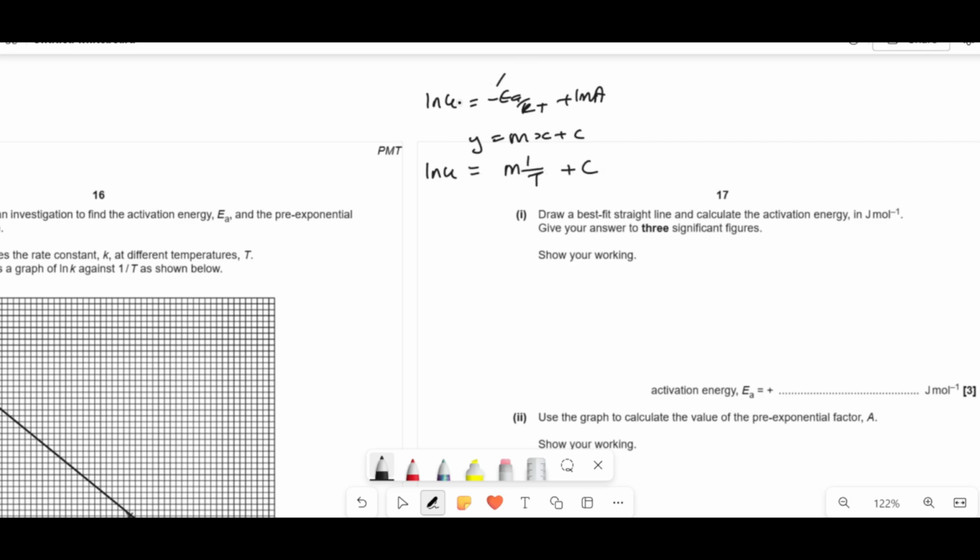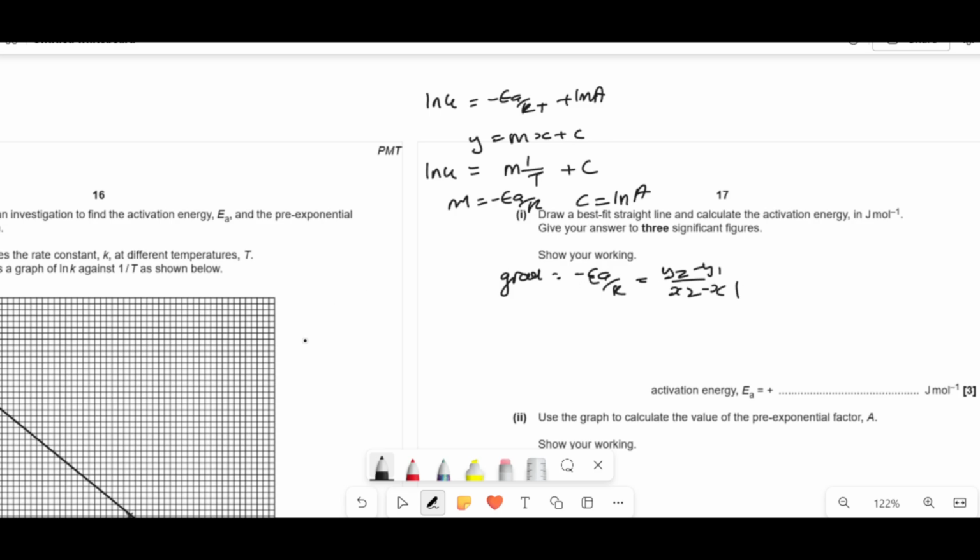Compare it to this top part now. If you look here, that's 1/T times that, so m has to be -Ea/R. The gradient has to be that. And then c has to be ln A. So there you go. Now you know what the gradient is. The gradient is -Ea/R, which is going to be y2 minus y1 over x2 minus x1.